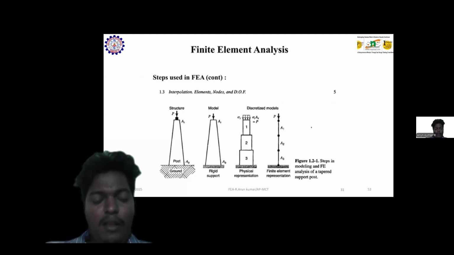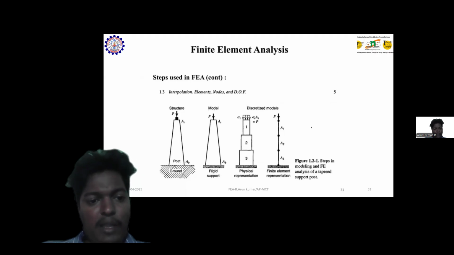For example, if I am considering a structure, I want to apply the load at the top edge. Here I have to classify two areas, A1 and A2. I have to apply the load in the downward direction. So what do I have to consider? You have to consider it as a model. The structure you have to convert into a model, and the model is very important. You have to consider it as a rigid body.